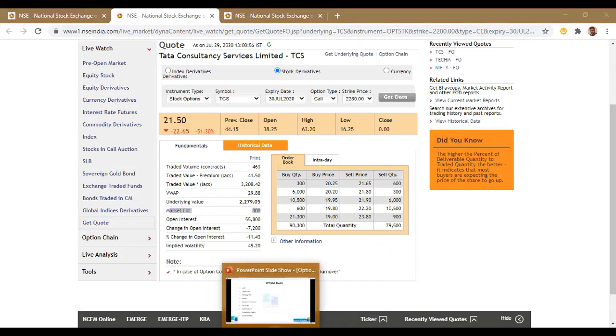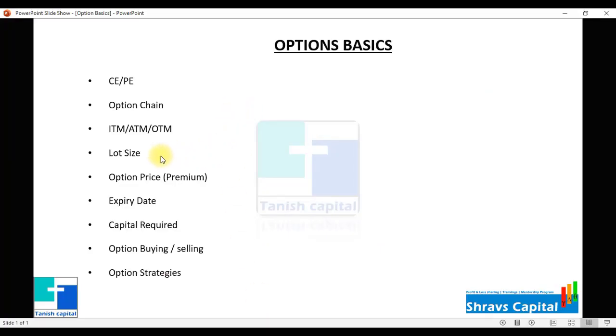So like this you can use the option chain to find all these details, like how to see the lot size, how to check the option premium, and what are the different strike prices available for the particular script. And you can easily find what is ITM strike, what is ATM and OTM strike. These are the things you can easily find with the help of the option chain. And what is expiry date?